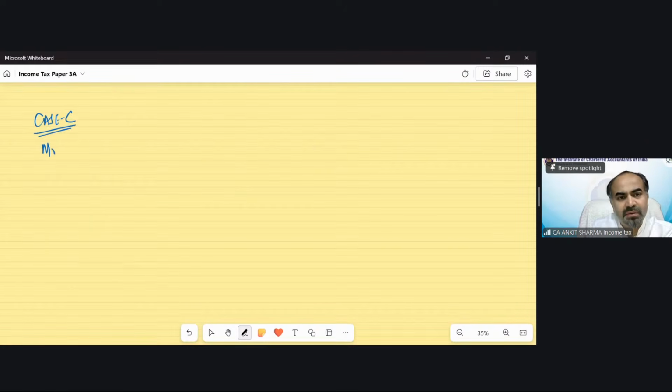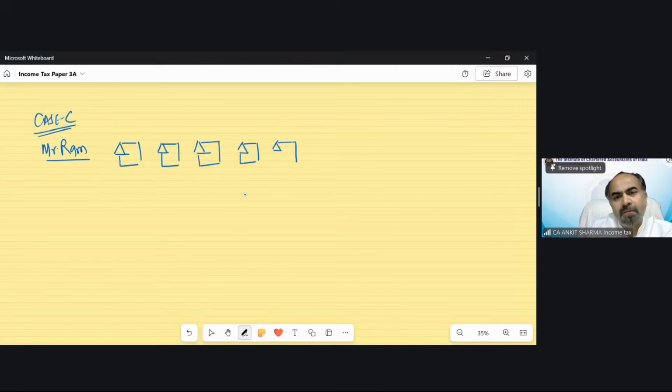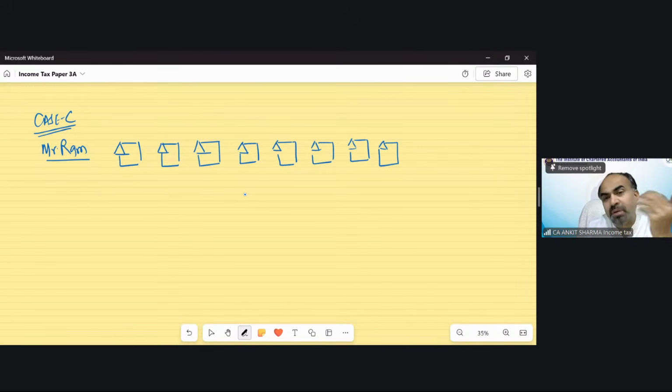Suppose there is Mr. Ram who is having, just imagine, 8 houses. He's a very rich person. 3, 4, 5, 6, 7, 8 houses. So this is a case of multiple houses. Whenever you have more than 2, 3, 4, 5, 6, 7, 8 houses, case number C will tell you which house is going to be solved as per which case.